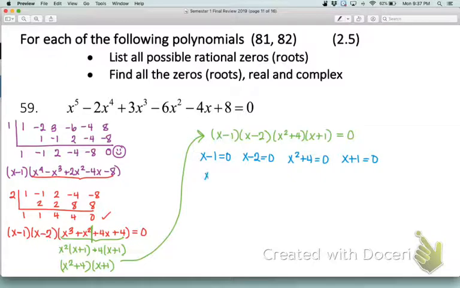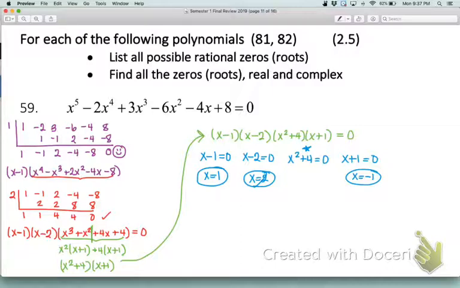So we get x equals 1. That's a rational solution. x equals 2. That's a rational solution. And the last one, we get x equals negative 1. That's a rational solution. Now, we expected all of those because we saw them on our graph. This middle one is where the complex solutions come from.